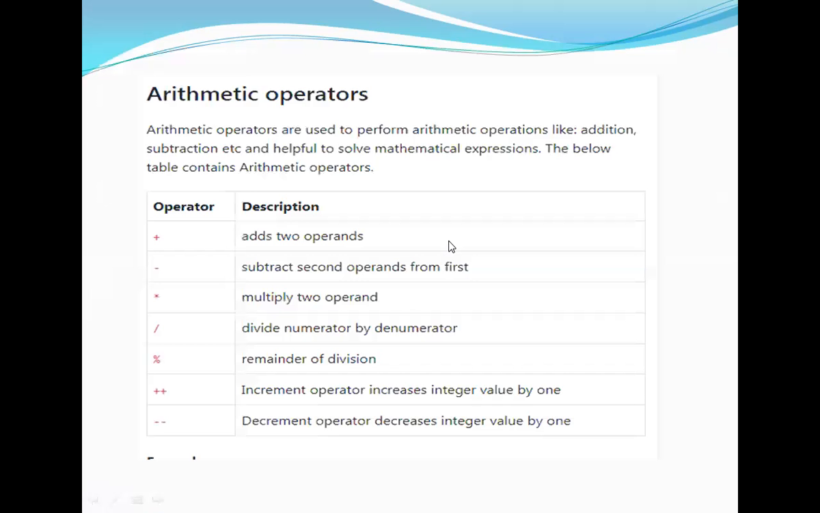So coming to arithmetic operations, you are already aware. What is an arithmetic operation? Operations like addition, subtraction, multiplication, division, to solve mathematical expressions. For addition, we are going to use the operator plus, like how we use it in mathematics. Now coming to minus, for subtraction. To multiply two operands, we are going to use star. And slash for division. Percentage for the remainder of a division.